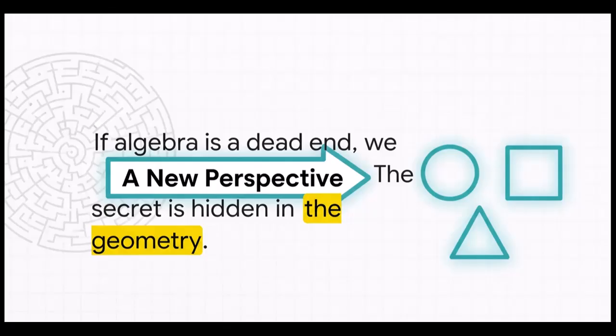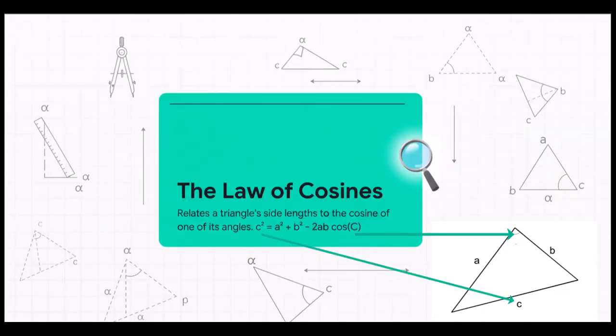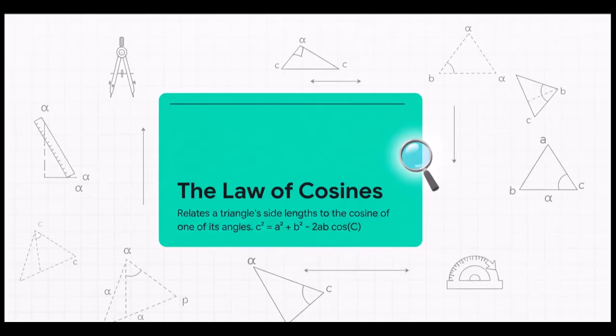Well, when you hit a wall like that, it's a huge clue that you need to change your whole perspective. The secret here isn't buried in the numbers at all. It's hidden in the geometry of the problem. And the key that's going to unlock this whole thing is something you probably remember from trigonometry class, the law of cosines. It's that neat little formula that links the lengths of a triangle's sides to the cosine of one of its angles. Super powerful stuff.